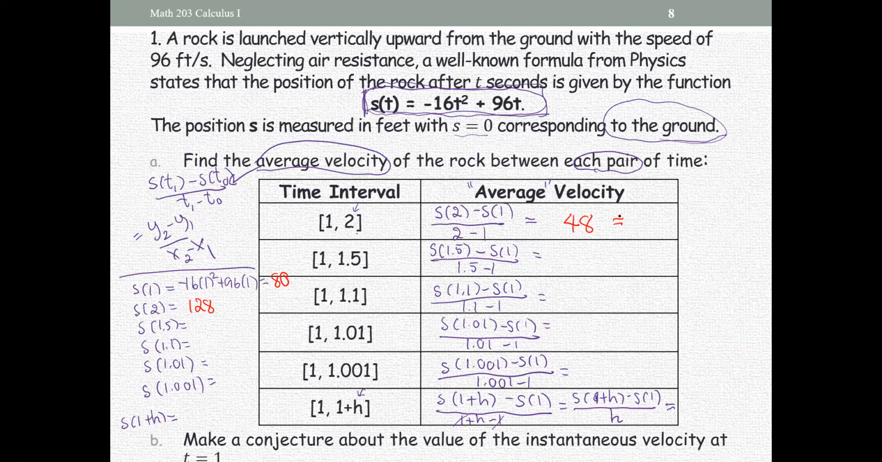So the 48 is from S at 2, which is 128 minus 80, divided by 2 minus 1. So therefore, you get 48. Okay, that's correct. Very good.